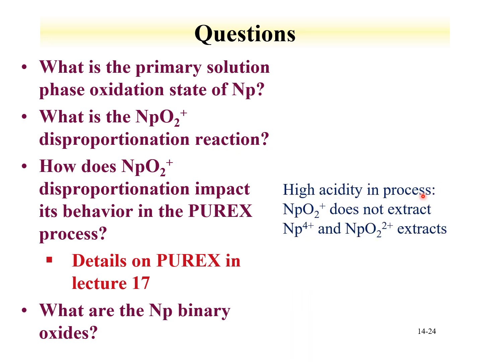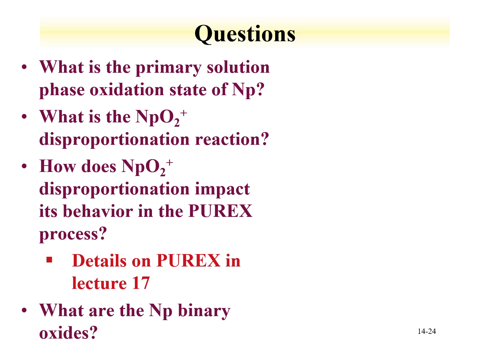So in this high acidity process, Neptunium-5 does not extract, while Neptunium-4 and 6, like plutonium-4 and uranium-6, extract in the Purex process. So if neptunium undergoes disproportionation, it can actually go into both the aqueous and the organic phase of the process. And then finally, another example of a question is, what are the neptunium binary oxides? Unlike uranium, where we saw many uranium oxide species, for neptunium we only see two: this Np2O5 for Neptunium-5 and this NpO2 compound for Neptunium-4.